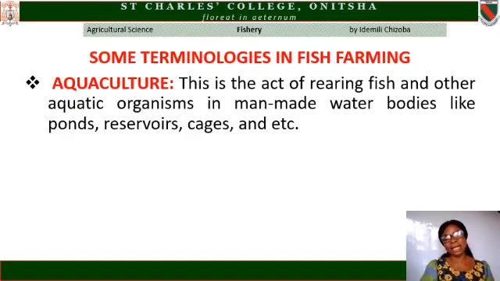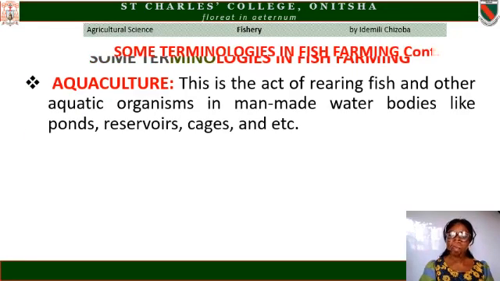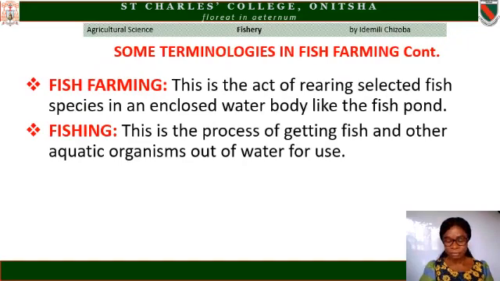Before we go on with this lesson, let us look at some terminologies in fish farming that will always come up during this lesson. Aquaculture. This is the act of rearing fish and other aquatic organisms in man-made water bodies, like the ponds, the reservoirs, the cages, etc. Fish farming. This is the act of rearing selected fish species in an enclosed water body like the fish pond.